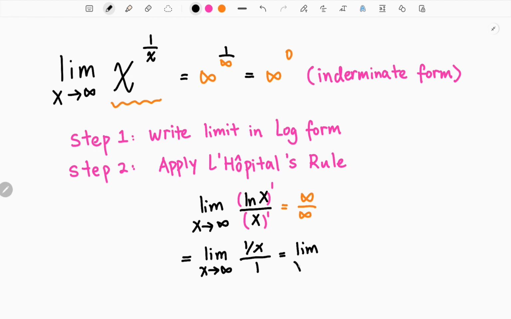So that gives us the limit of 1 over x as x approaches infinity, which is 0. Okay, now you're done with the majority of this question. But 0 is not our answer yet. For step 3, we need to convert back to our original variables.